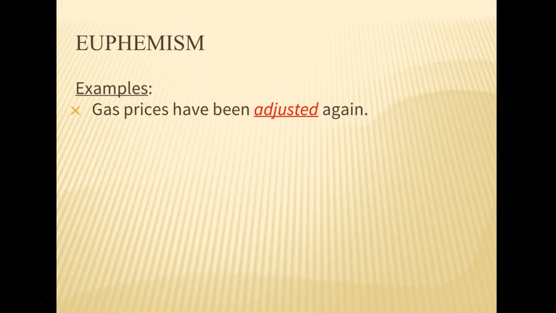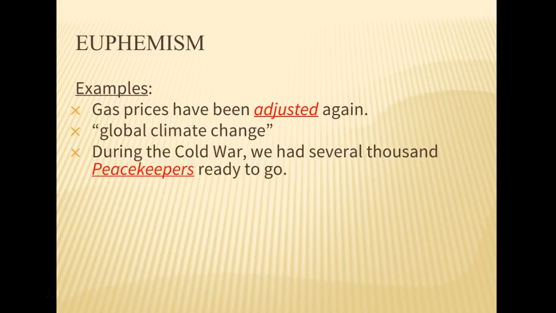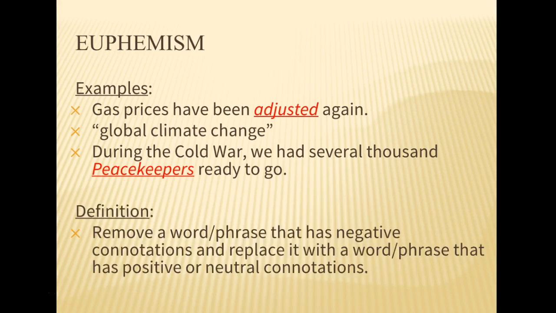Euphemism is a very popular form of dishonest persuasion. Gas prices have been adjusted again, global climate change. During the Cold War, we had several thousand peacekeepers. Peacekeepers, for those of you who don't know, are another way of saying intercontinental ballistic missiles, nuclear warheads. So we take a word or a phrase that has negative connotations, we replace it with a word or a phrase that has positive or neutral connotations. In other words, we say things that we don't want to upset our audience.